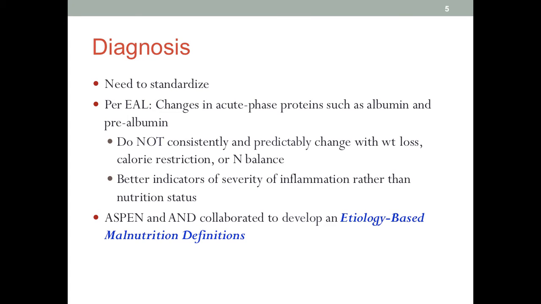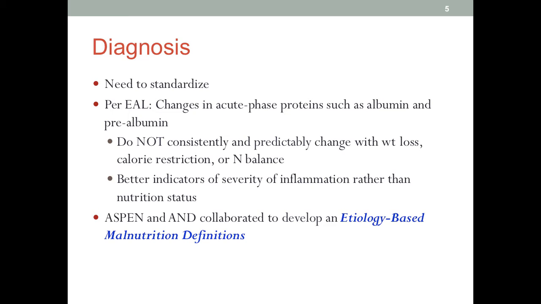In the past, there wasn't really a standard consensus of diagnostic criteria for malnutrition. That's why ASPEN and A&D collaborated to develop this new diagnostic criteria. According to the Evidence Analysis Library, what is still commonly used in the clinical setting are changes in acute phase proteins, such as albumin and prealbumin. These markers do not actually consistently and predictably change with weight loss, calorie restriction, or nitrogen balance.